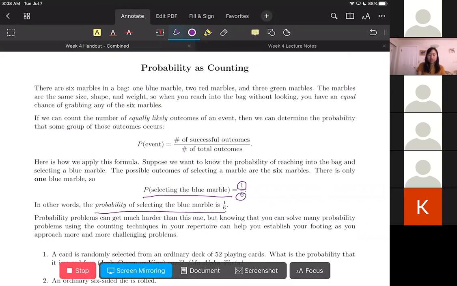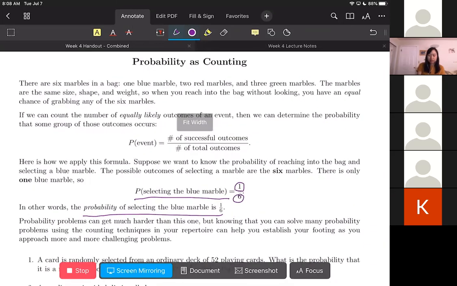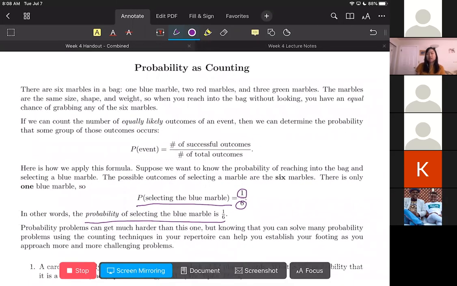So this is a very simple example, but I just want to make sure everyone understands the concept because we'll build on top of it. Does anyone have any questions before we move on?